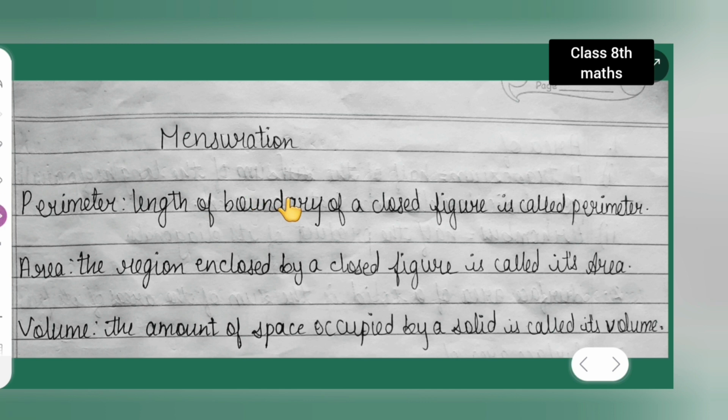First of all, what is a perimeter? The length of the boundary of a closed figure is called its perimeter. Next is the area. The region enclosed by a closed figure is called its area. And next is the volume. The amount of space occupied by a solid is called its volume. You all can take this down. What a perimeter is, what an area is, and what a volume is are given. This is very important for you all to know.